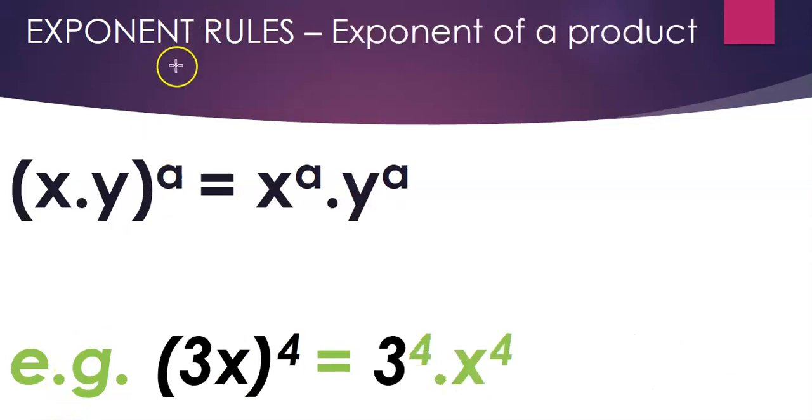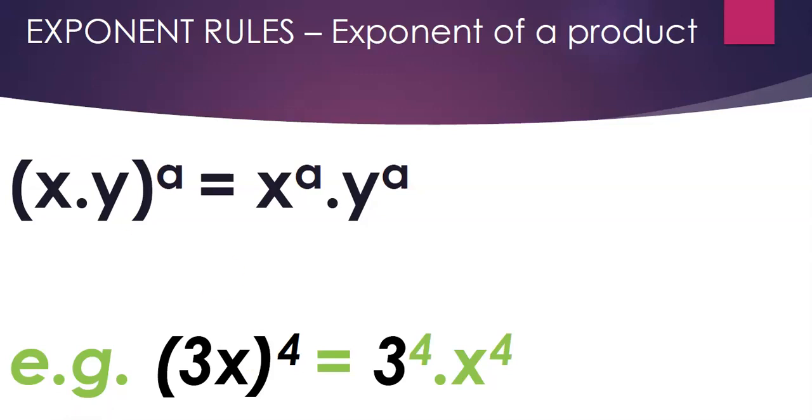Moving on, when you have an exponent of a product, say for instance you have xy raised to the power a, then the rule of thumb is you get x to the power a times y to the power a. For example, when you have 3x raised to the power 4, it's the same as 3 to the power 4 times x to the power 4. So anything within parentheses gets raised to the power outside the parentheses.